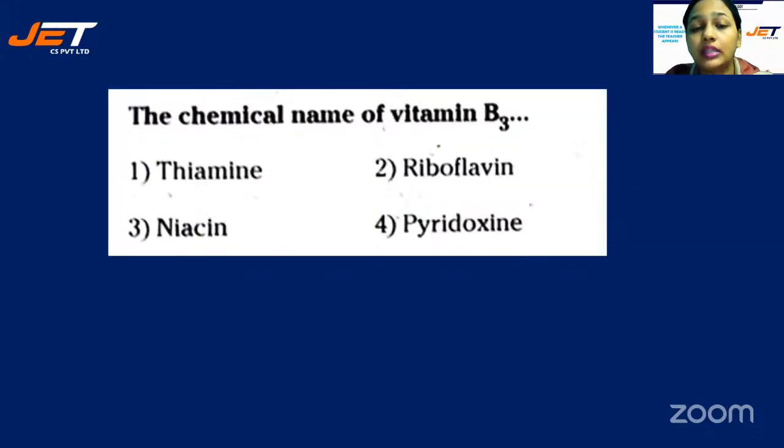Next question. The chemical name of vitamin B3. And your options are thiamine, riboflavin, niacin, or pyridoxine, whatever you pronounce. So, what is the chemical name of vitamin B3? Thiamine, riboflavin, niacin, or pyridoxine? Sri Vanilla is saying option 3, niacin. Adarsh is saying option 3, niacin.